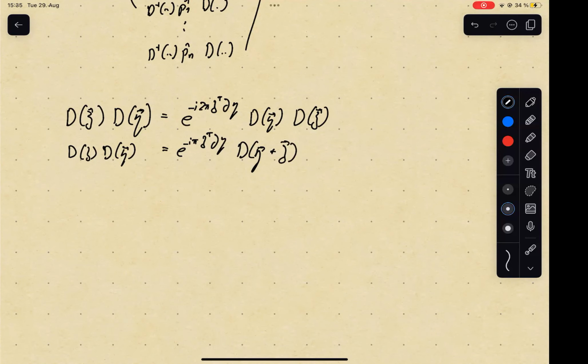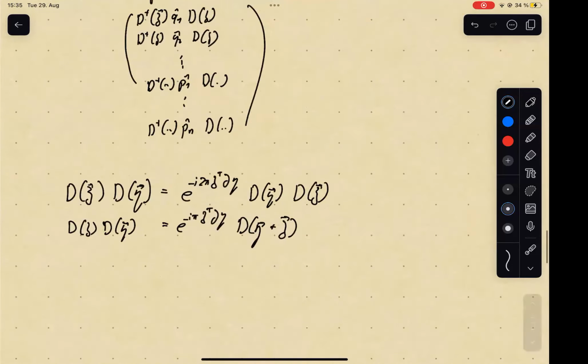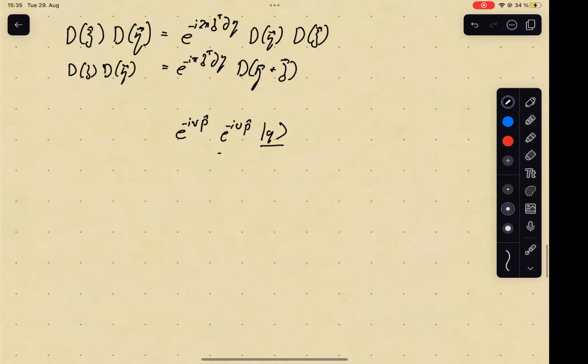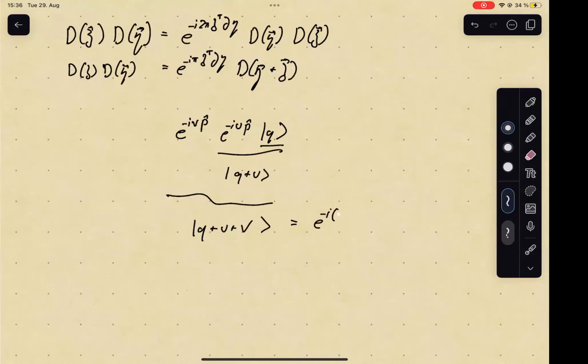Eta plus psi, right? And so the idea here really is, going back to the examples that we had up there, e to the minus i b p, e to the minus i u p q. If I have a state q, I shift it by u, this is q plus u. If I shift it again, it's q plus u plus v, which again is the same as simply shifting it once with the whole thing.